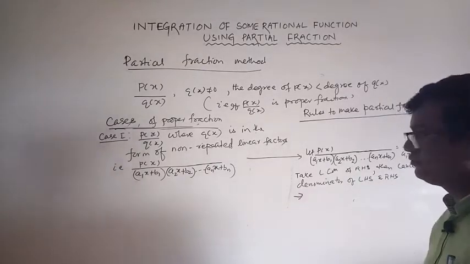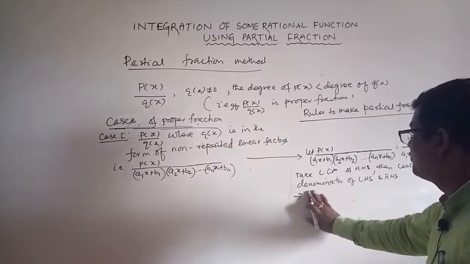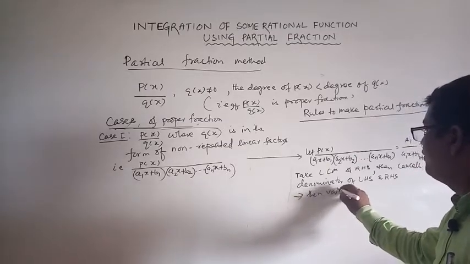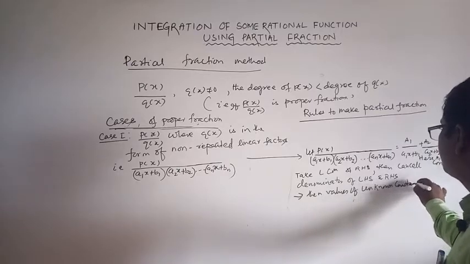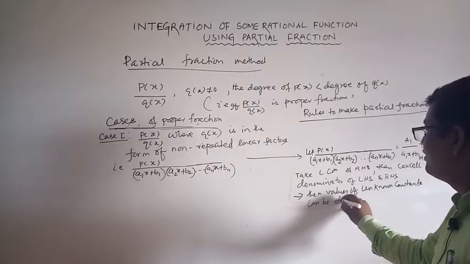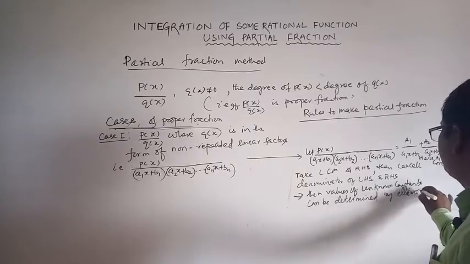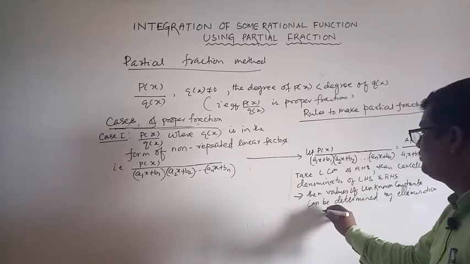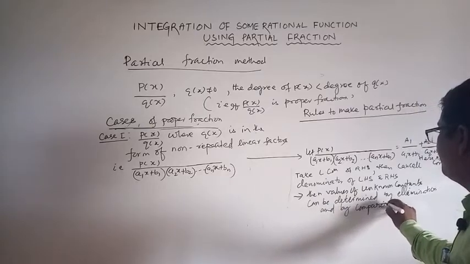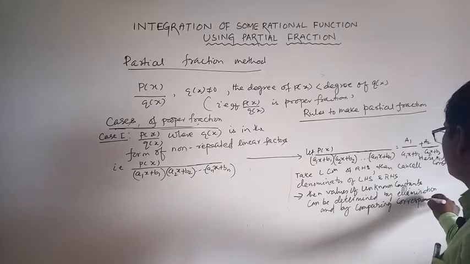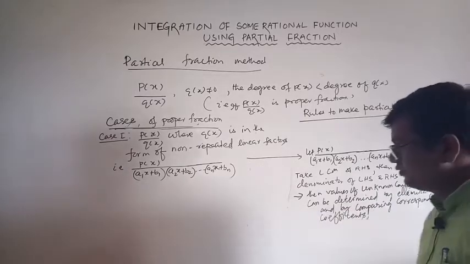Then we have to make one term 0. Then the values of the unknown constants can be determined by the elimination method or by comparing corresponding coefficients. Clear? This is case 1.